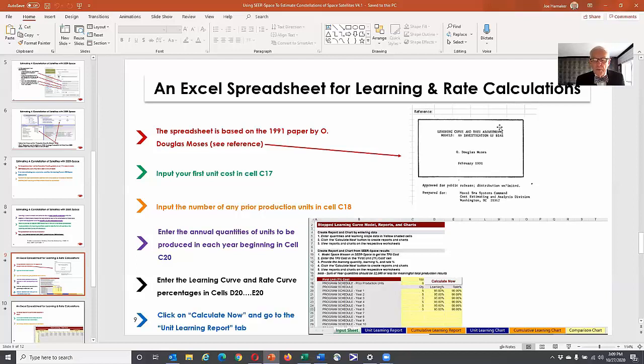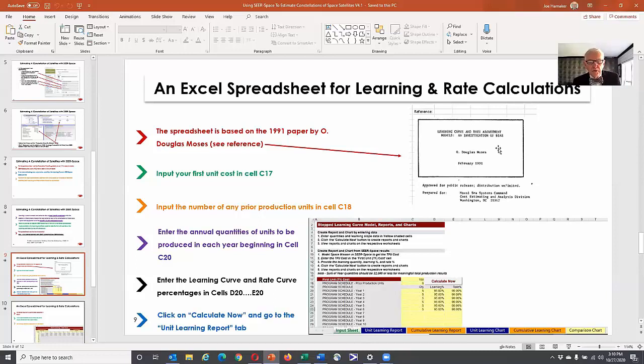So in this spreadsheet, which is depicted in the bottom right-hand corner, we need to make several inputs. First thing we need to do is make our first unit cost input in cell C17. And here I've just put that in as 100 units of money for illustrative purposes. The next thing we do is input the number of any prior production units in cell C18. Now it's fairly unusual to have a situation where you've got a restart of a learning curve after a prior production run, but if you do have that situation, you can model it with a spreadsheet by entering the number of prior production units in cell C18.